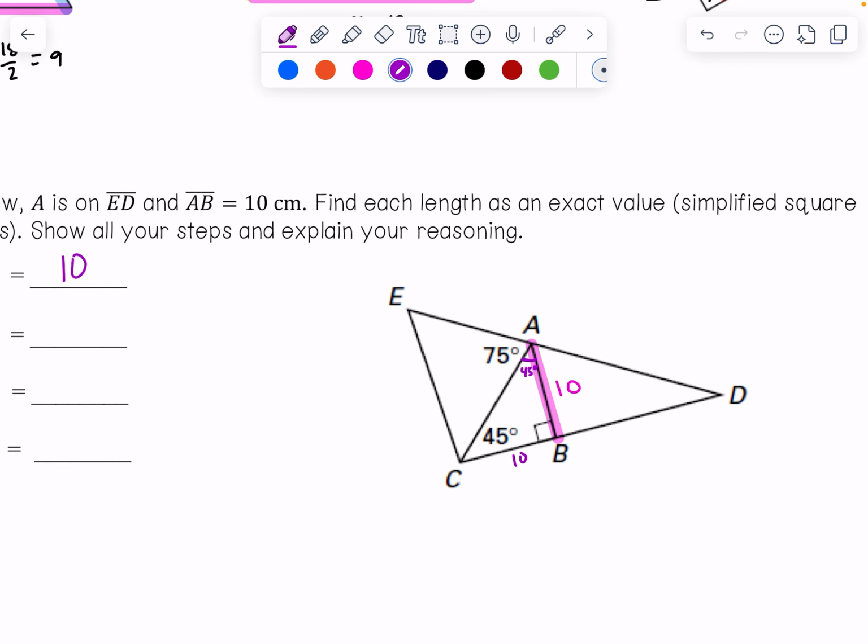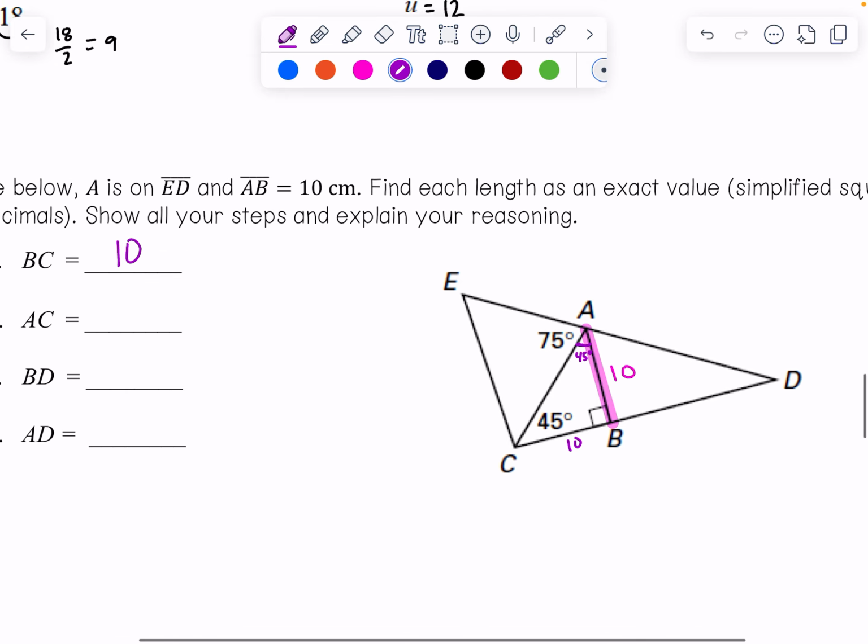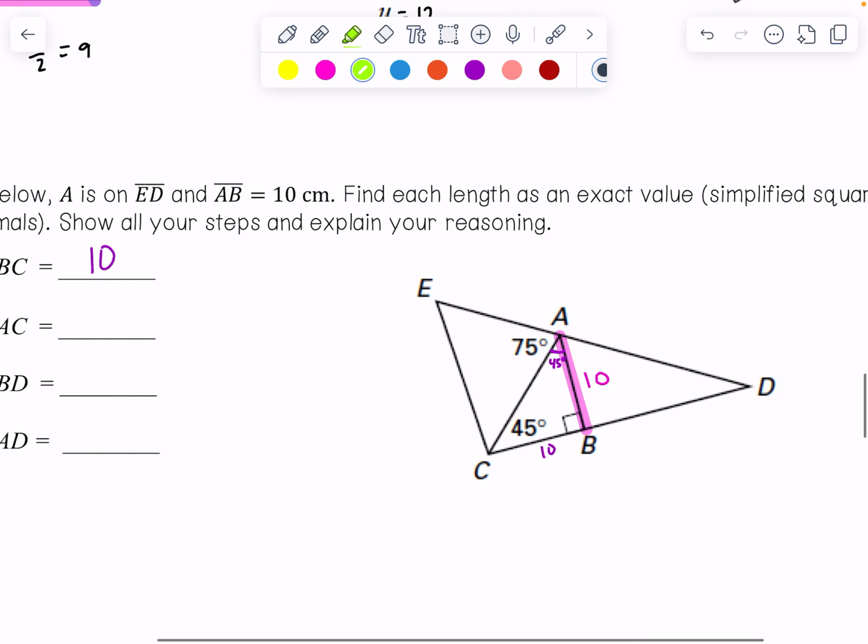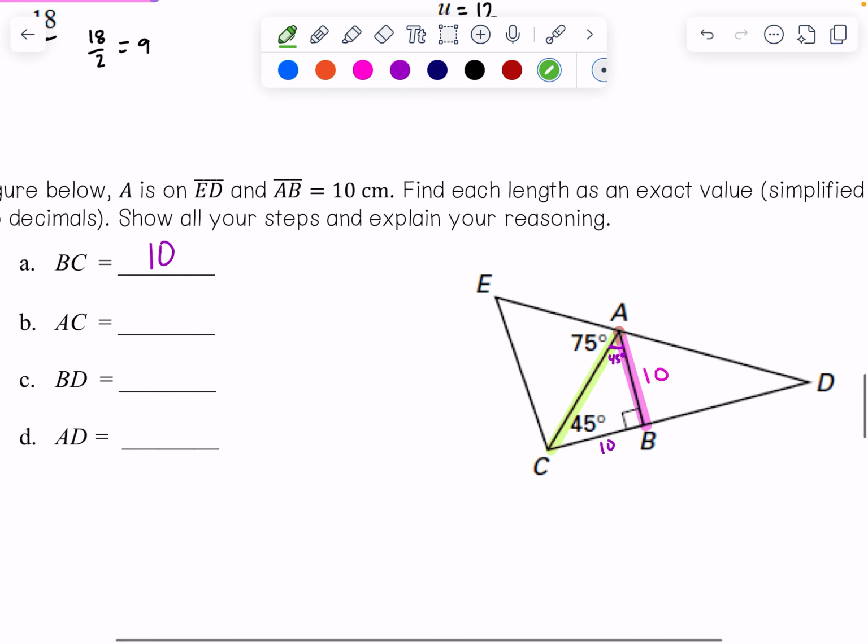Now from here, it might take a little bit more work to find the rest of the pieces, but we can still go ahead and see what we can do. The next one it's asking me to find is A to C. Well, highlighting that, I notice really quickly that it is simply the hypotenuse to my in-between 45, 45, 90. And to find the hypotenuse of a 45, 45, 90, you take your leg and multiply it by the square root of 2. So I can go ahead and put A to C in as 10 times the square root of 2.